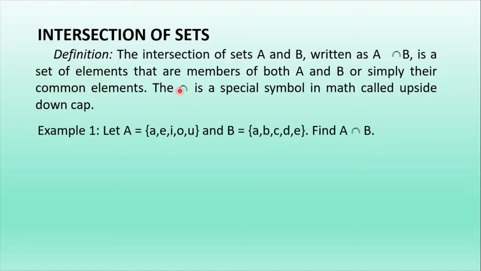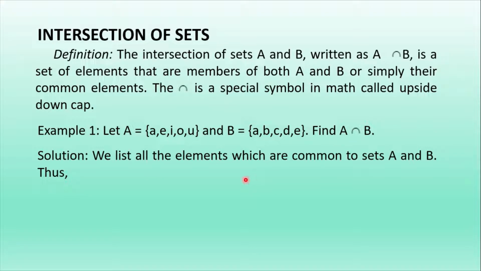Okay? So let's have an example. So gamitin natin yung example natin kanina sa union. Okay, so find their intersection. Okay, so we just have to list all the elements which are common to sets A and B. Ano nga ba ang common sa kanila? We have A, E, and we have also A, E here in B. Since these two elements are their common, then it is also their intersection.